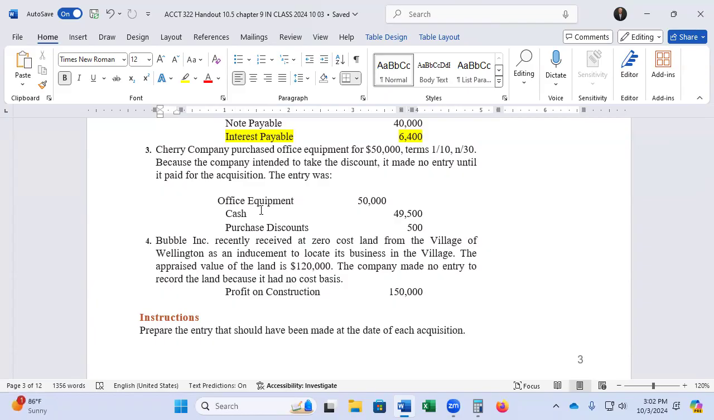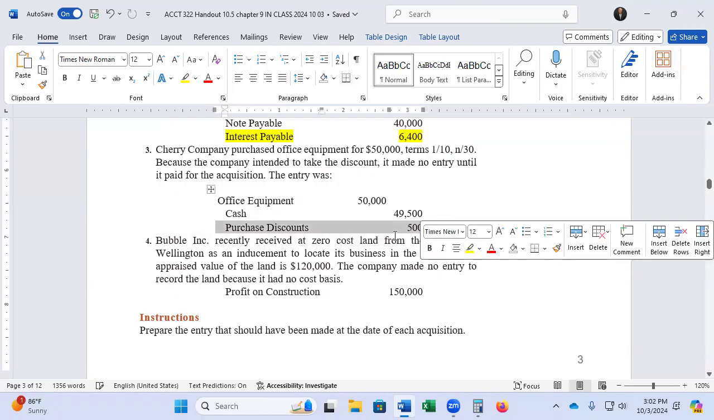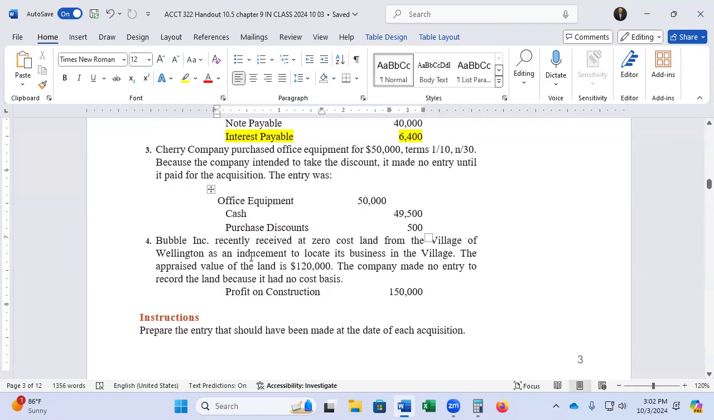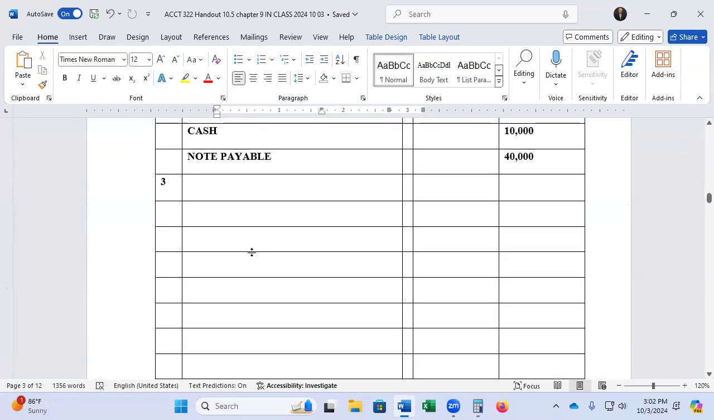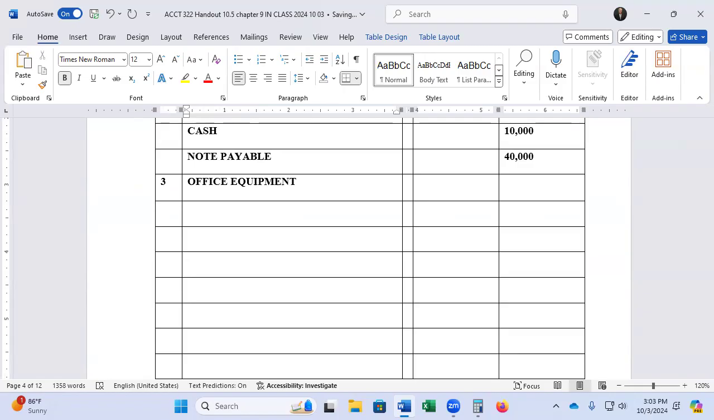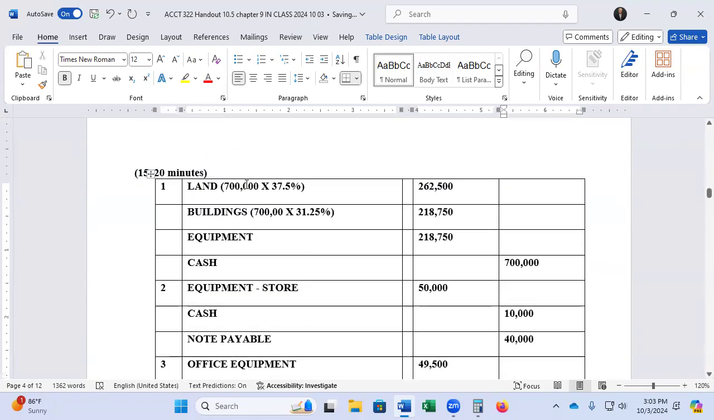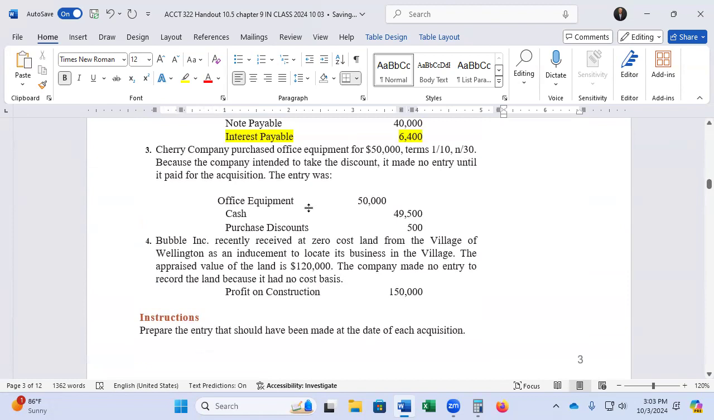What they're trying to get at with number three is that you should be recording things at the net cash value related to it. So purchase discounts should not gross up the cost of your equipment here. So what you should have for number three is office equipment at $49,500, and I think it's accounts payable, $49,500. All they did was take the 1% discount that it should have been reported at.